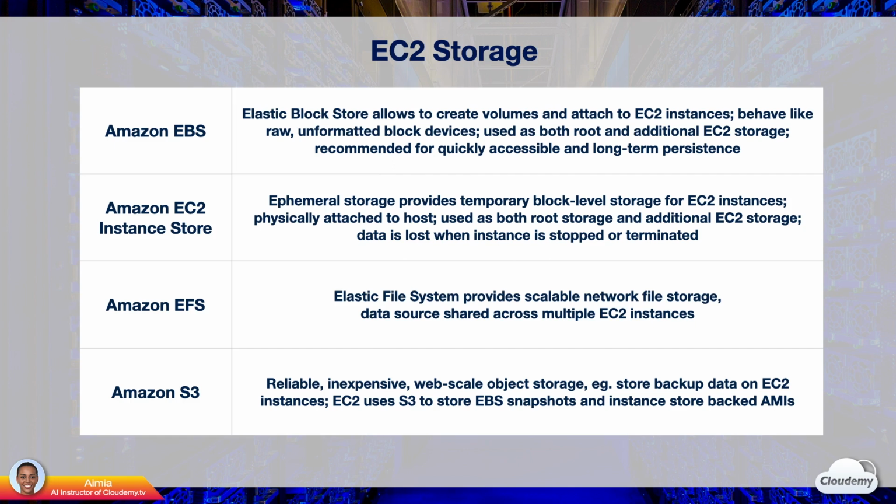Amazon EC2 Instance Store is ephemeral storage which provides temporary block-level storage for EC2 instances. Instance Store is like a storage disk physically attached to the host. It can be used as both root storage and additional EC2 storage. Because it is temporary, data is lost when the instance is stopped or terminated. Either EBS or Instance Store is required when you create an instance.